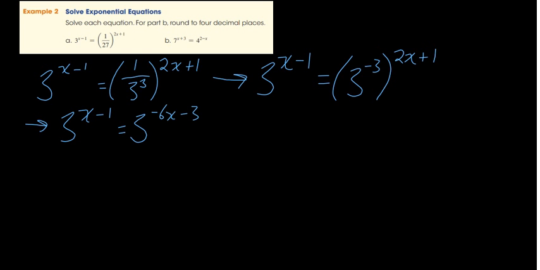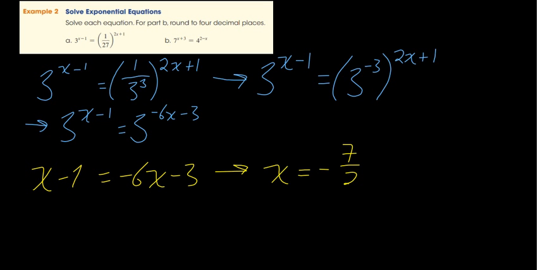All right. Well, that's pretty easy now. Now we're in business. Now we have the same bases, so we can just proceed with what we've done before. We can now say x minus 1 is equal to negative 6x minus 3. If we just go ahead and add 6x to both sides, subtract 1 from both sides, and then divide by 7, it looks like we will have x is equal to negative 7 halves. Okay, and that's it. That was A.